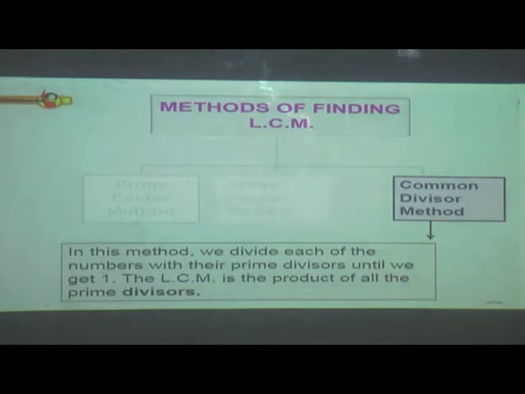Next is finding the LCM by the common divisor method. In this method, we divide the numbers by their prime divisors until we get 1. The LCM is the product of all the prime divisors. Till when do we have to divide? Until we get 1. And how do we find the LCM at last? It is the product of all the prime divisors. Let us see this by solving an example.